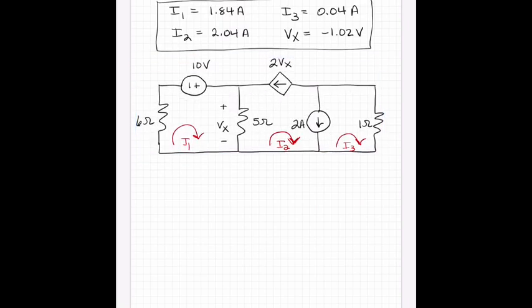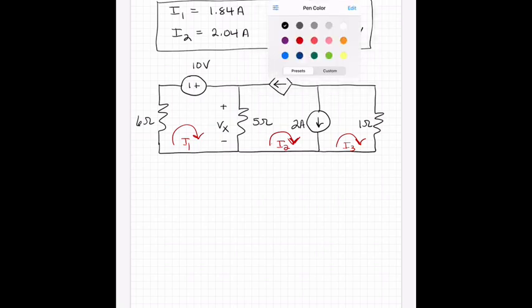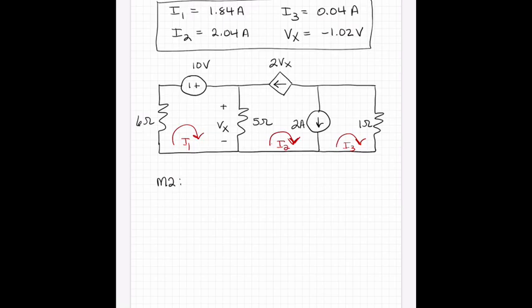Okay, so we need to find the voltage drop across that 2Vx source in order to find the power delivered. So we're going to write the mesh 2 equation. I'm going to start with that 5 ohm resistor. I don't care about Vx here. So I know I'm going to subtract the voltage, which is going to be 5 times I2 minus I1.